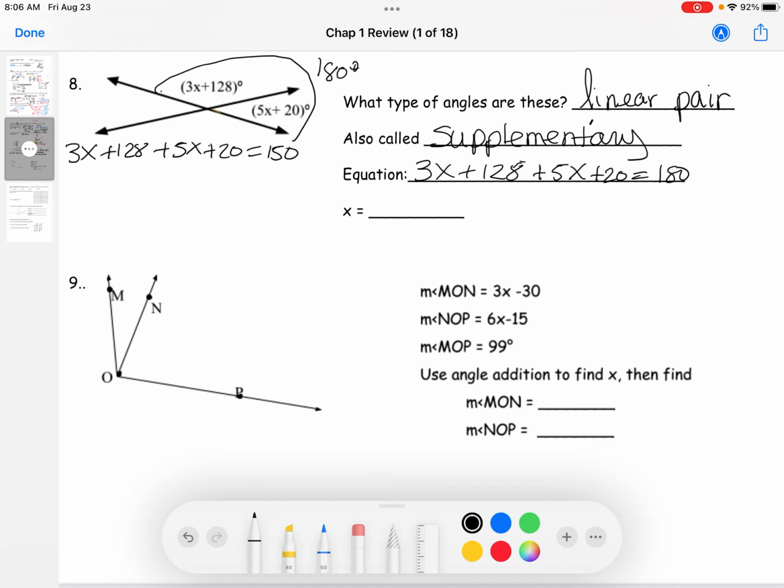Okay, I'm going to combine my like terms. Okay, so I'm going to combine this, and then I'm also going to combine the 128 and the 20. Okay, so 3x plus 5x is 8x. 128 plus 20 is 148. Okay, and that still all equals, and it's 150, not 180. Sorry, I put 180, didn't I? Let me correct that.